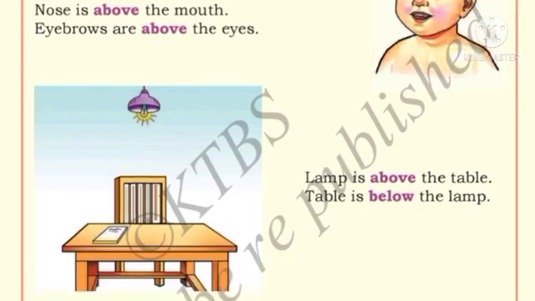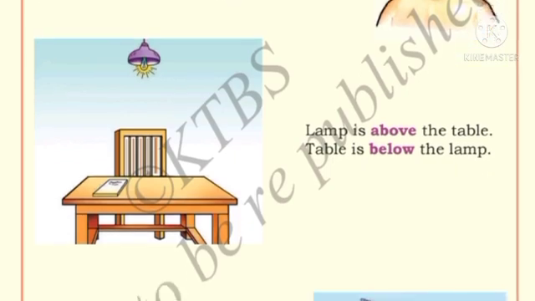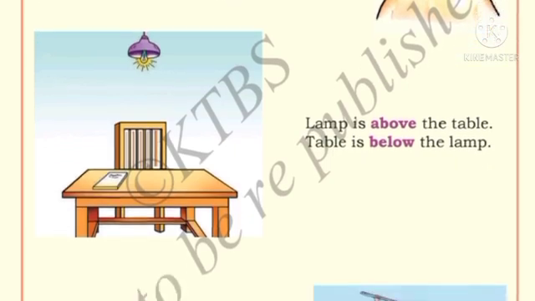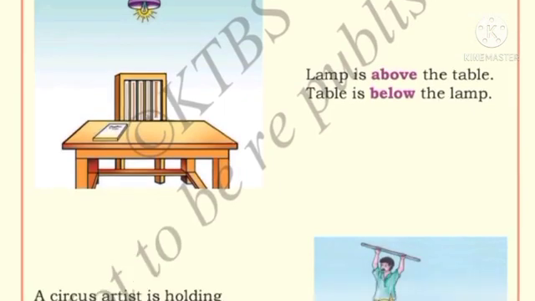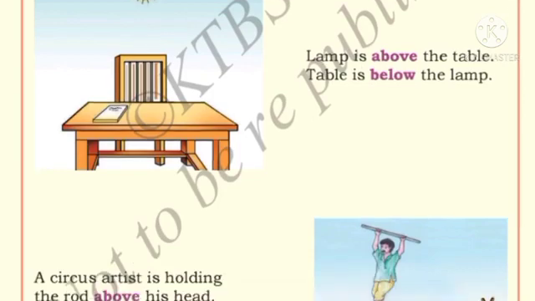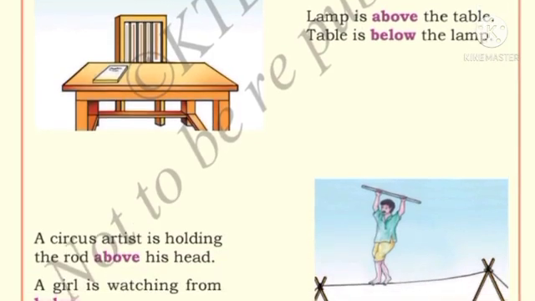Nose is above the mouth. Nose is upper to the mouth. Eyebrows are above the eyes. Eyebrows are upper to the eyes. Now see here, lamp is above the table. Where is the lamp? Lamp is upper side to the table. Table is below the lamp. Table is down to the lamp.